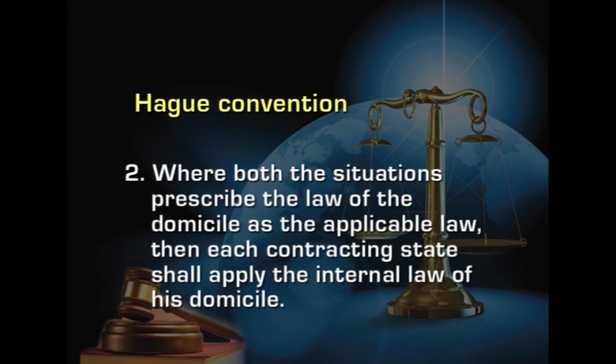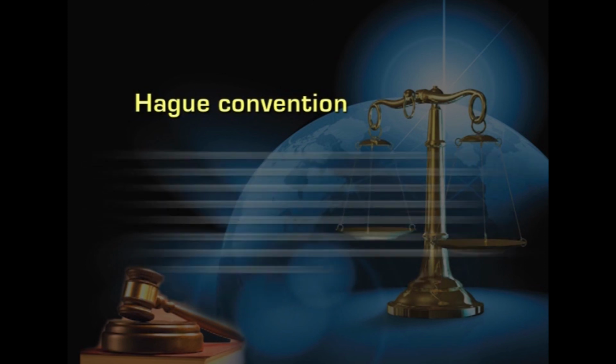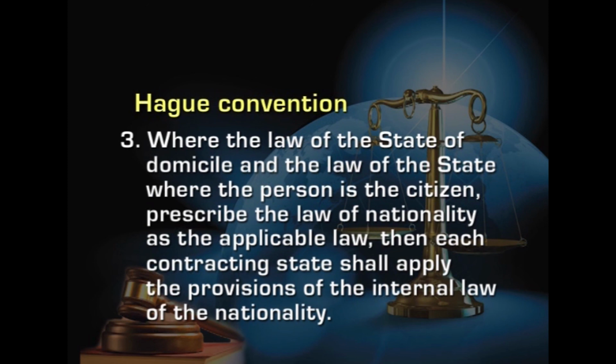2. Where both the situations prescribe the law of the domicile as the applicable law, then each contracting state shall apply the internal law of his domicile. 3. Where the law of the state of domicile and the law of the state where the person is a citizen prescribe the law of the nationality as the applicable law, then each contracting state shall apply the provisions of the internal law of the nationality.